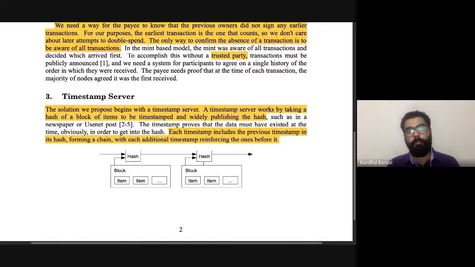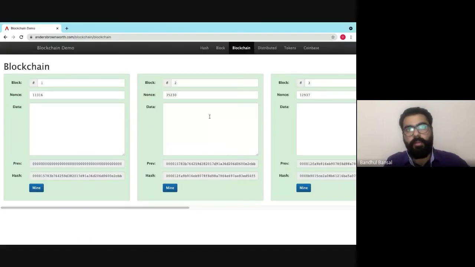The solution we propose begins with a timestamp server. A timestamp server works by taking a hash of blocks of items to be timestamped and widely publishing the hash, right? What we'll try to do is we'll try to cater to this with a very unique example, right? Something like this is already available open source.